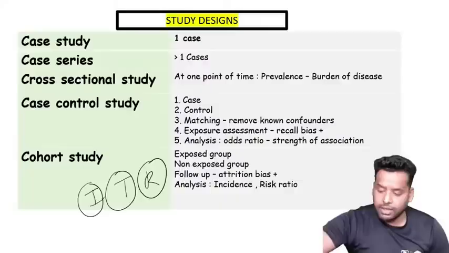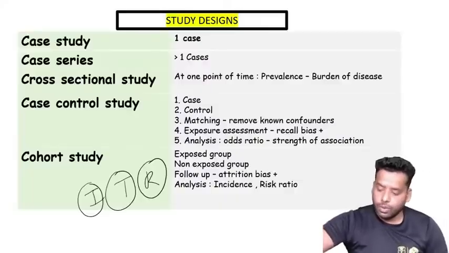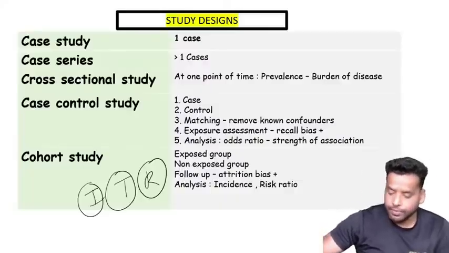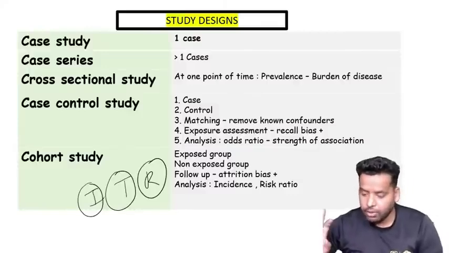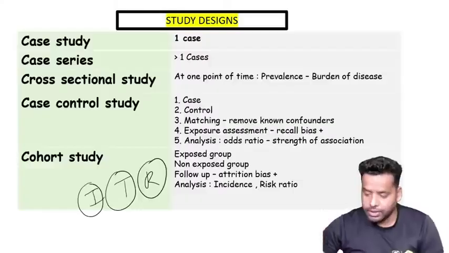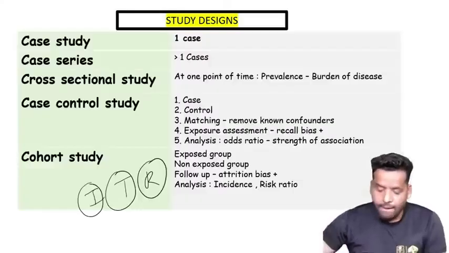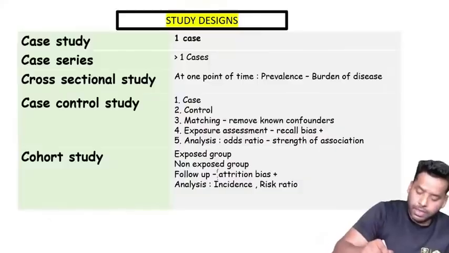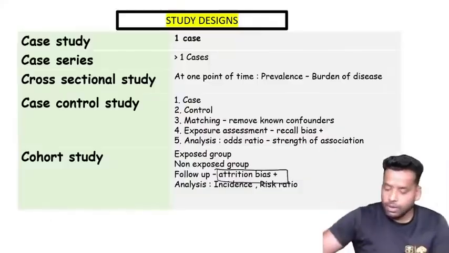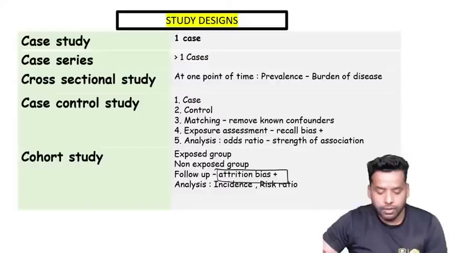R means what? Bias is eliminated. What bias is eliminated? Recall bias is eliminated by doing a prospective study. Yes, good. Loss to follow-up. Dropouts can happen in between. What is that bias called as?